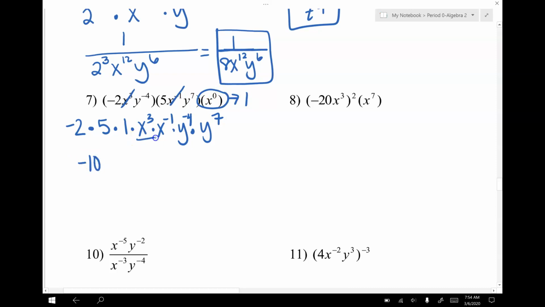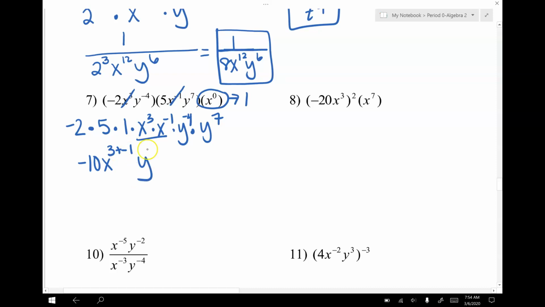-10. X to the 3rd times x to the -1. What do we do with those two exponents? X squared, because we add them, right? Because 3 plus the -1. I'm going to write that step. If you don't need to, you can just go straight to x squared.